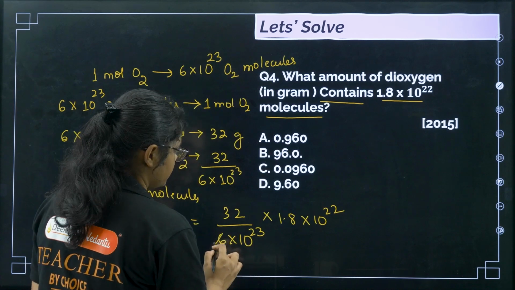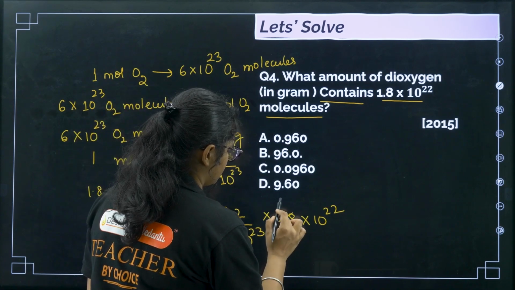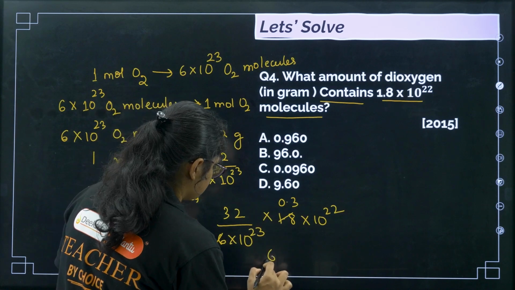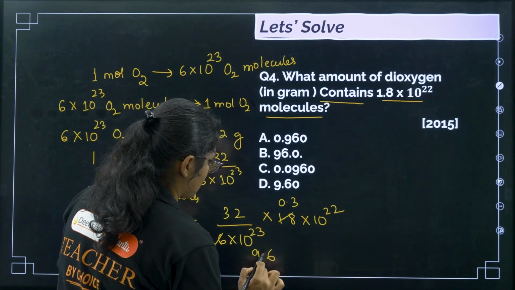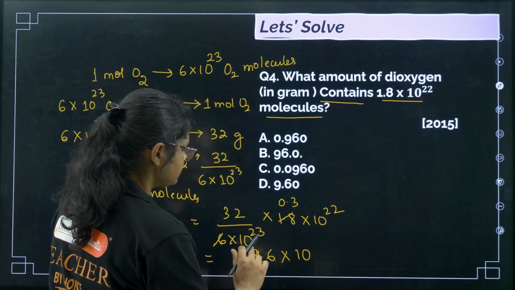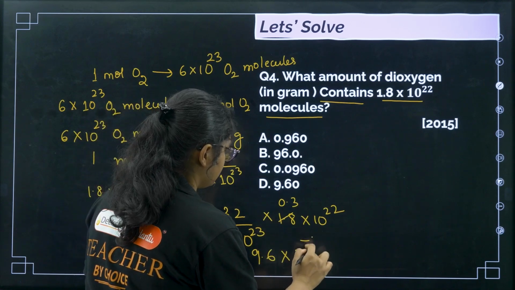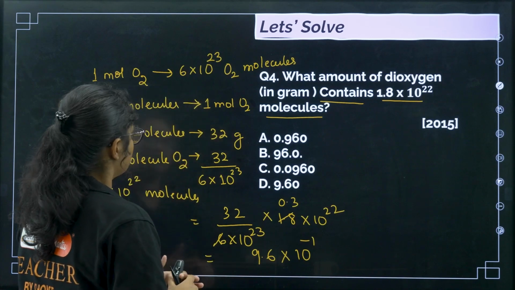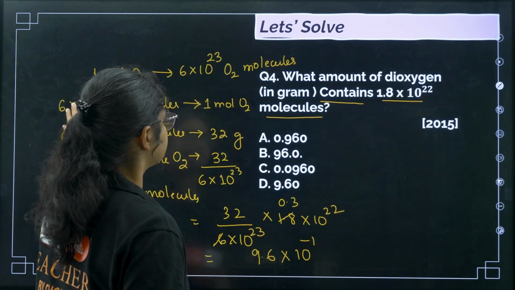So now if I solve this, we'll be getting around 0.3, right. So I can get 3 2s are 6, 3 3s are 9, 9.6 into 10 to the power of minus 1. So I'll get 0.96, right. Let me check the calculation once.